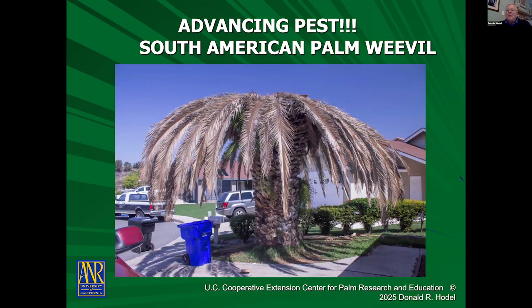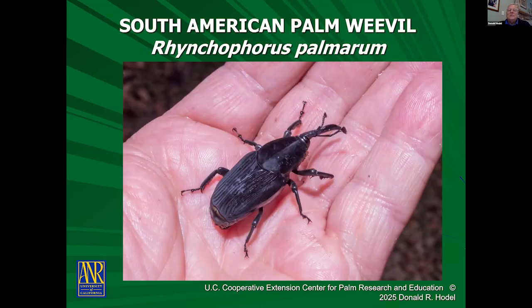So this is what the South American palm weevil does to, especially, Canary Island date palms. It kills them. And they're very difficult to manage and control. And some of this may be review for you folks. So this is the adult weevil or beetle. It's a beetle. It's a type of beetle called a weevil because it has that long snout coming out of its foreparts there that they use for digging into the palm tissue.